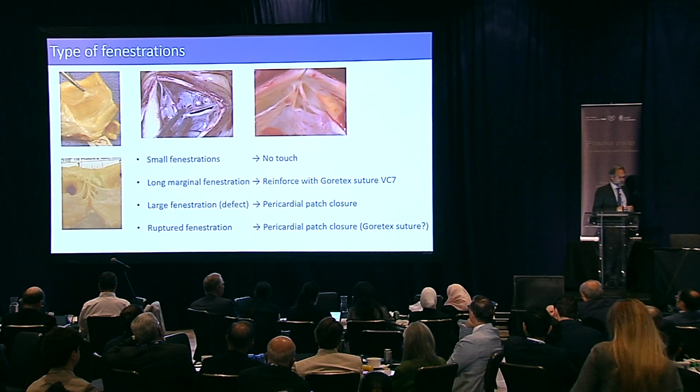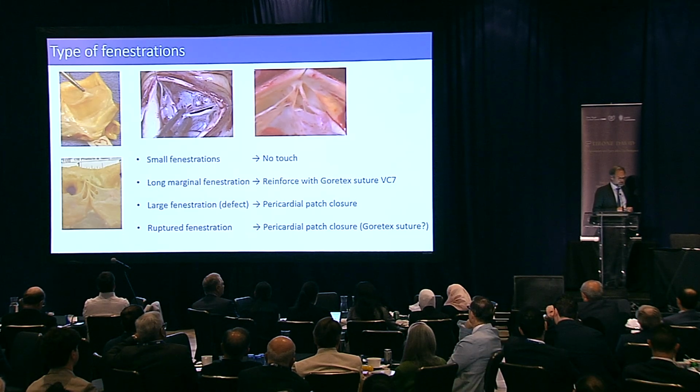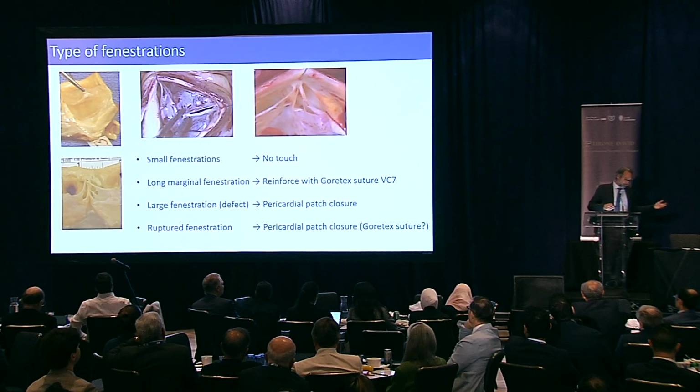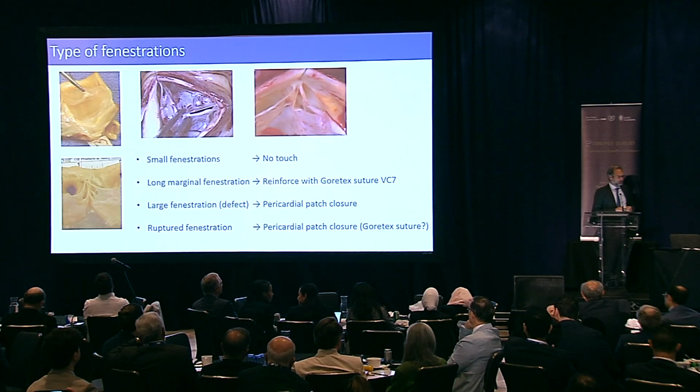The large fenestrations that leave a defect on the tissue, on the leaflet, are generally closed with pericardial patch. And of course, ruptured fenestrations are always involved in the mechanism of AI, and those need to be repaired with a patch. And if it is very small, it can be done with a reinforcement with a Gore-Tex, because this reinforcement plays the role of resuspension of the leaflet.